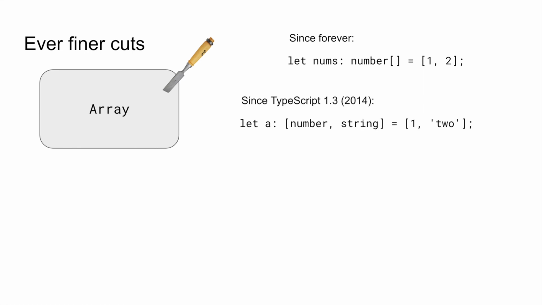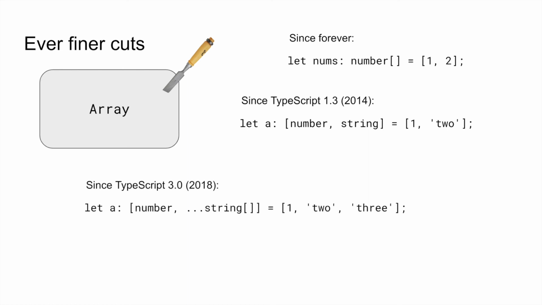Since 2014, we've had tuple types. Tuples were fixed-length arrays where you could define the type of the element at each slot. So for example, here we're defining a type that's a two-element array where the first element is a number and the second element is a string. So that let you define a different subset of array.